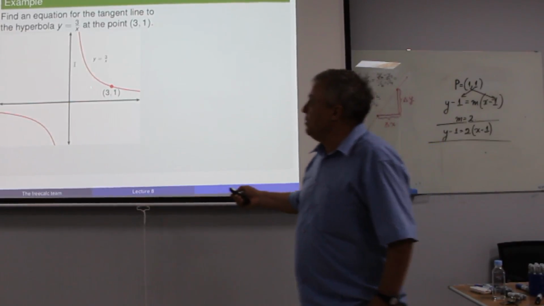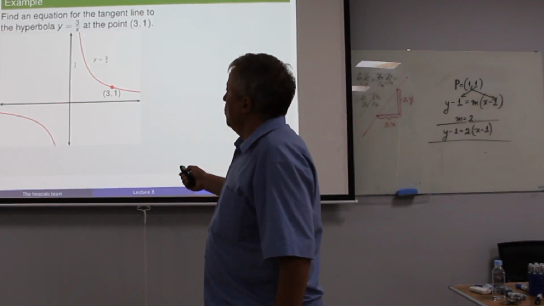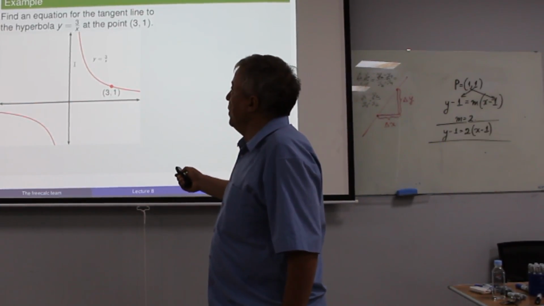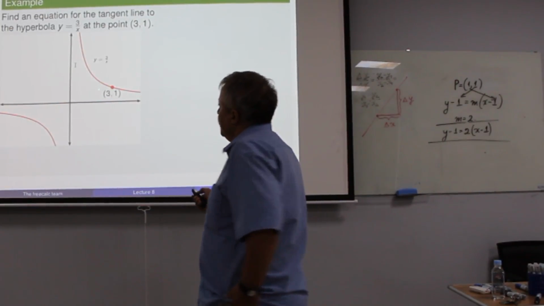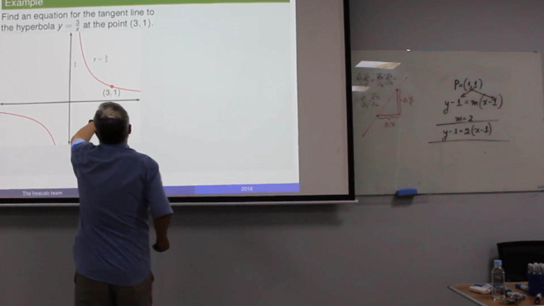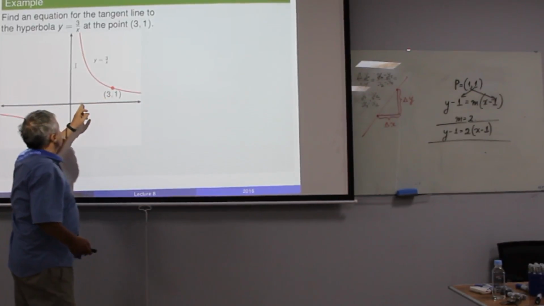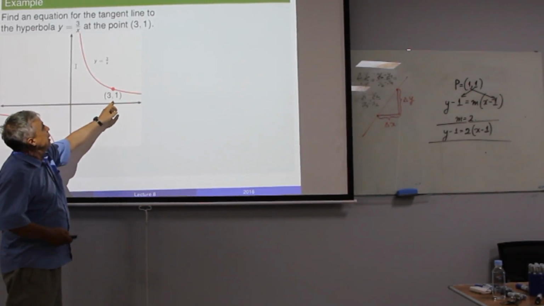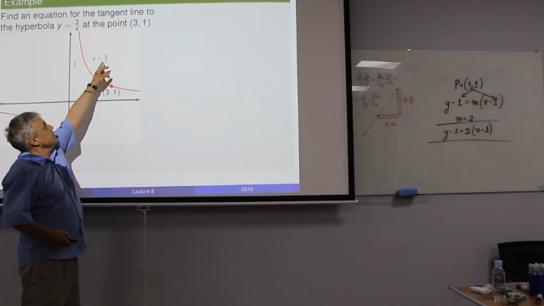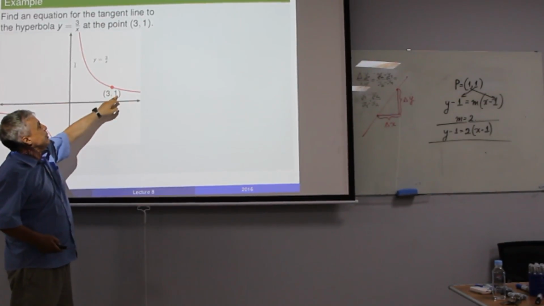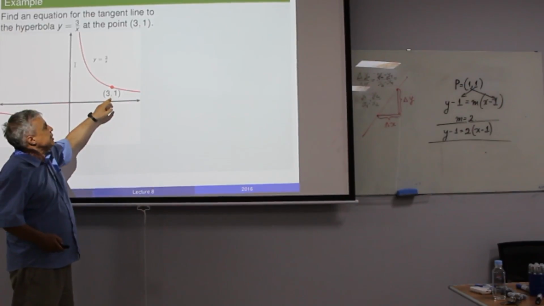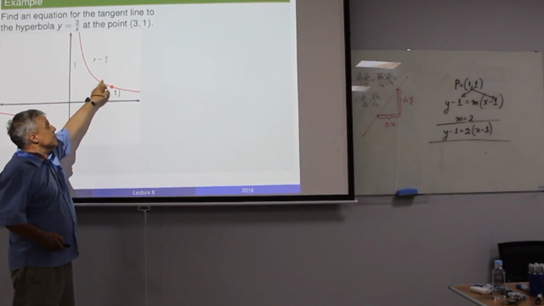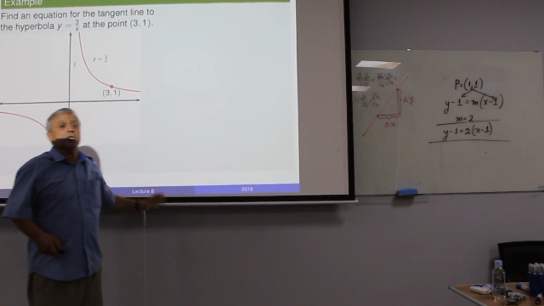Okay, so now let's have some fun. We have this function 3 over x. Let's see here, x is 3. 1, 2, 3. How much is y? 3 over 3, y is 1. So the point 3, 1 is on the plot of that function.